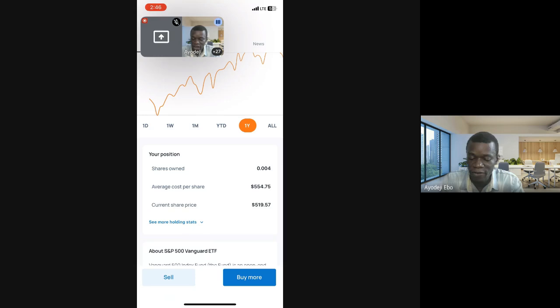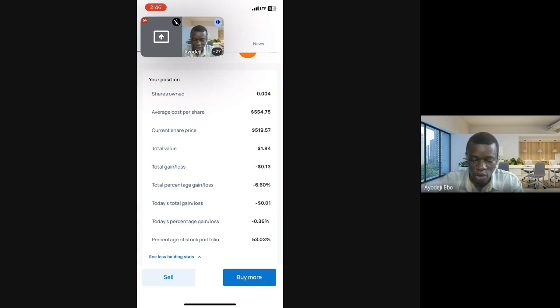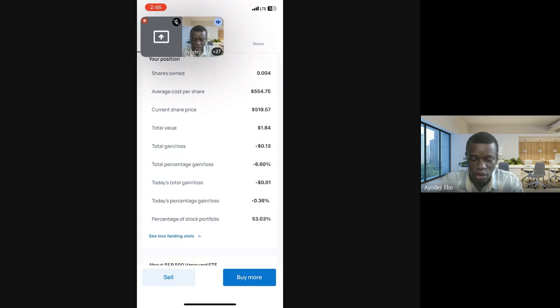This is 554. This is the average. If you buy at 500, it means your average may come to around 525. So there's a need to look at that. This is the current price at 519. If you click on more, you can see the total value, the total gain or loss, and the total percentage gain or loss. So this helps you to know which one.